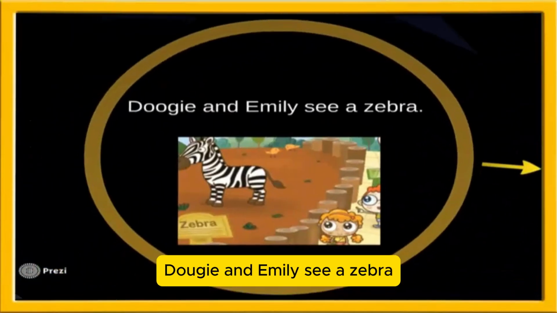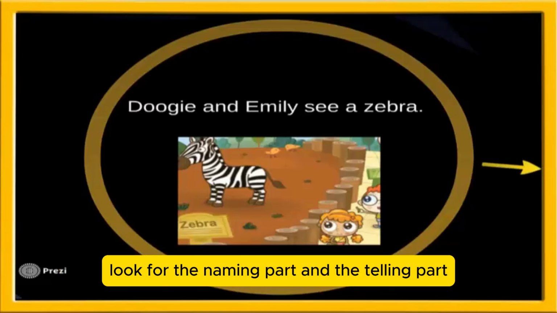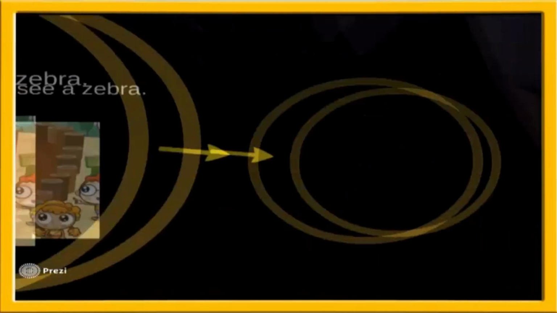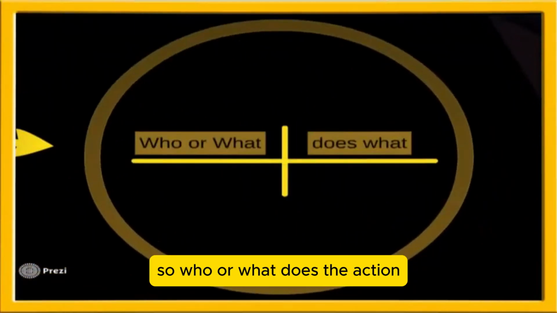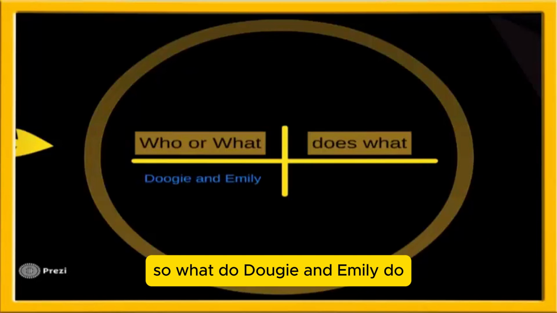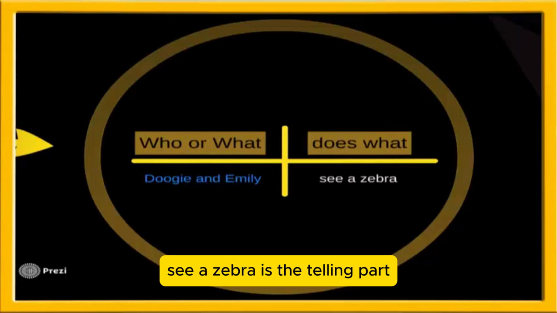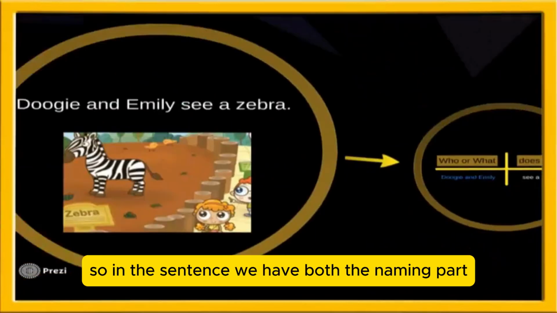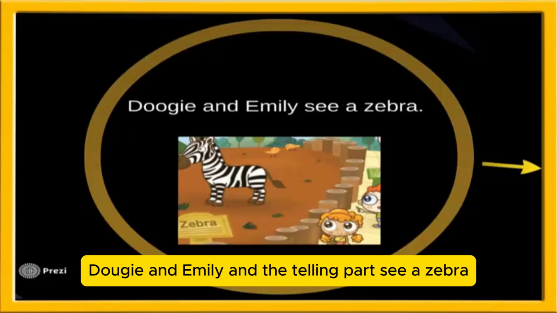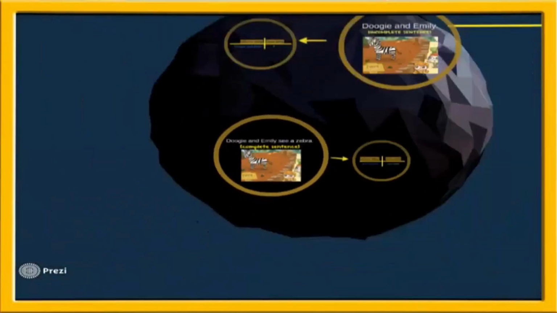Now let's try another one. Doogie and Emily see a zebra. Well, we want to figure out if this is a complete sentence. Look for the naming part and the telling part. So, who or what does the action? Doogie and Emily do the action. Doogie and Emily is the naming part. So, what do Doogie and Emily do? What action do they do? They see a zebra. See a zebra is the telling part. So in the sentence, we have both the naming part, Doogie and Emily, and the telling part, see a zebra. So the sentence is a complete sentence.